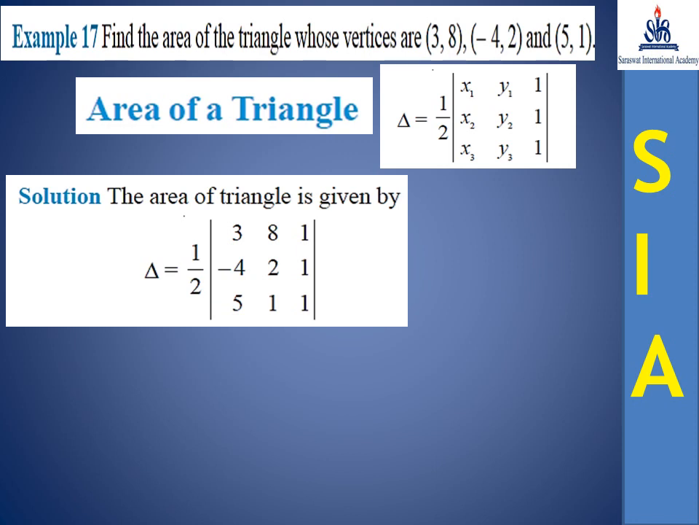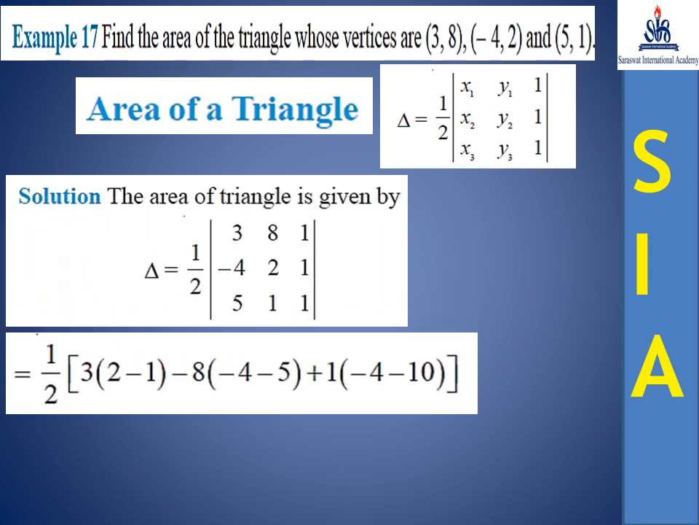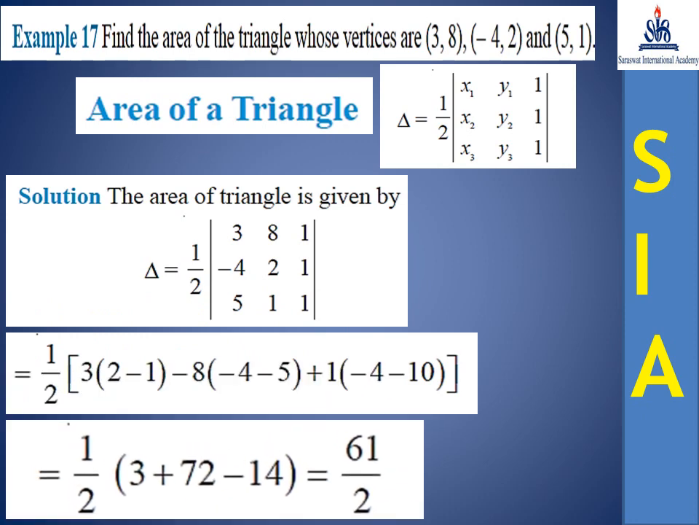And the third column, students, you compulsorily show as 1, 1, 1, and solve by the definition, expanding along the first row elements of the determinant. Further calculate this expression and you get the answer 61 by 2 square units. Yes students, the answer for the area of any triangle is always positive. So 61 by 2 square units, and here our sum is complete.